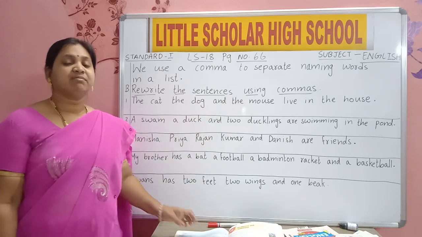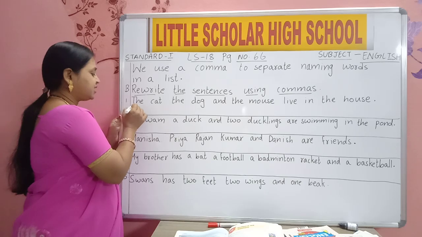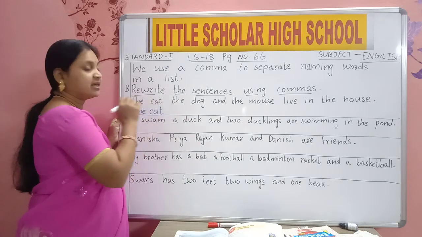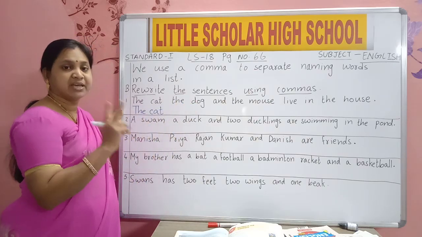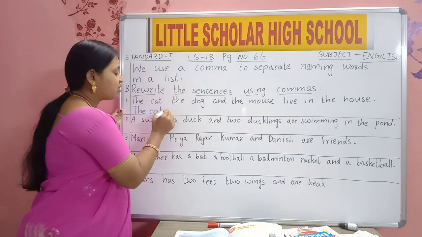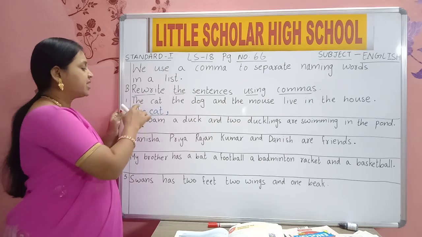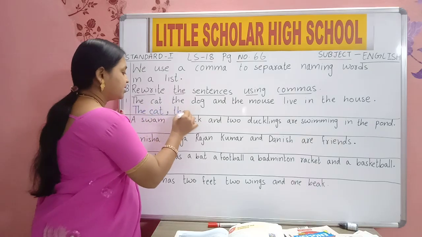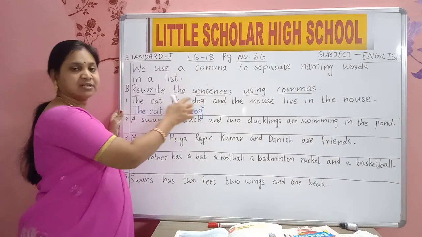Now you say where we should use comma. First we will start writing. The cat. After the cat, the dog. Here 2 names of animals are given. To separate these names of animals, after cat we should put a comma. Yes, got it? The cat, then the dog. Understood?